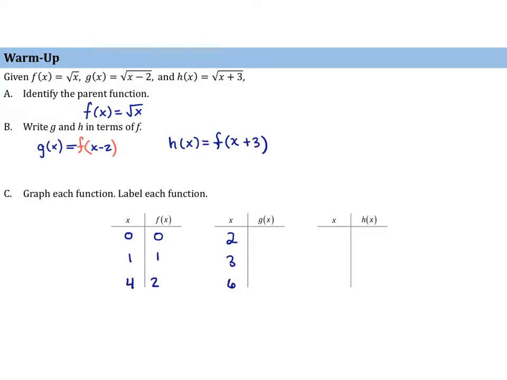If I take the square root of x minus 2, then for 2 that's going to be the square root of 0, which is 0. Put in 3. 3 minus 2 is 1. The square root of that is 1. The square root of 6 minus 2 is going to be 2.